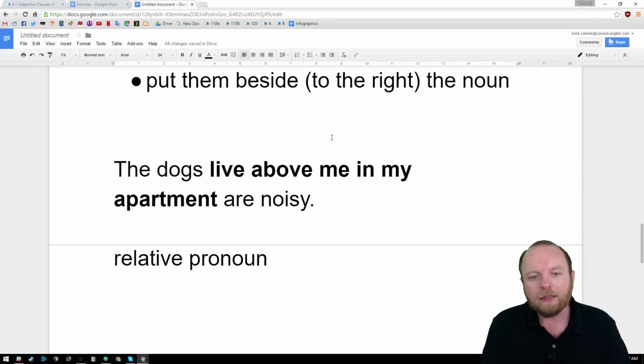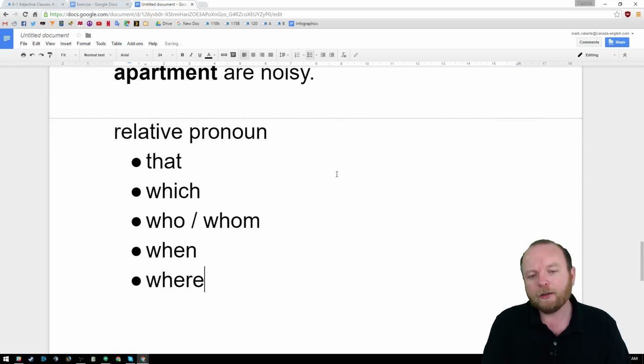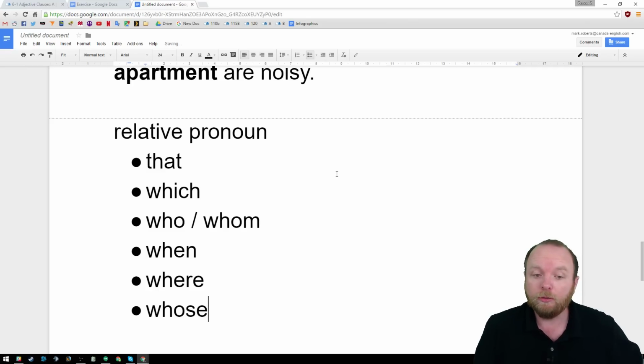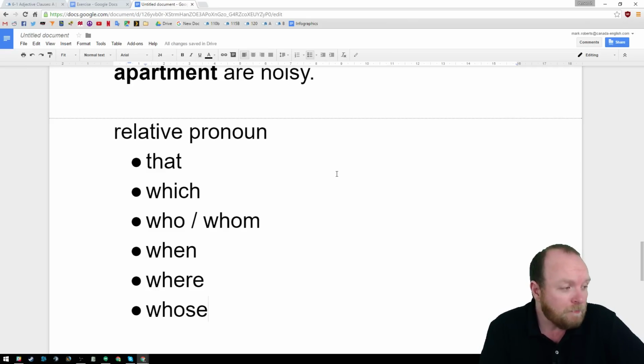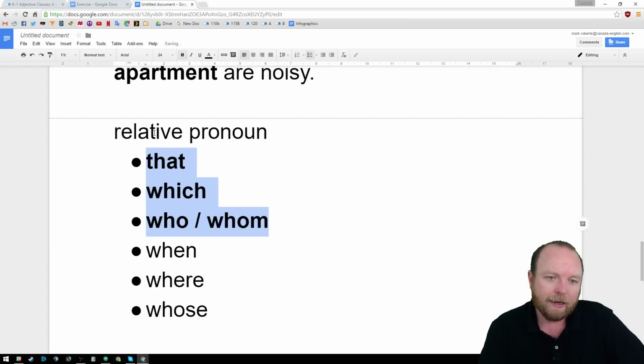Okay, a relative pronoun. Now here are some relative pronouns that we're going to talk about today. That, which, who, or whom. We're going to talk about when, we're going to talk about where, and we're going to talk about whose. Okay, we have more, guys, but today we're going to talk about these ones. Now these ones are the most important with adjective clauses.